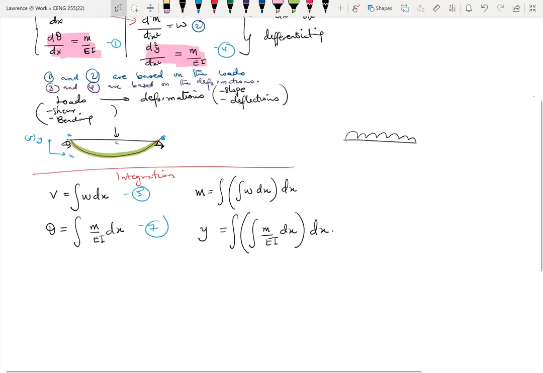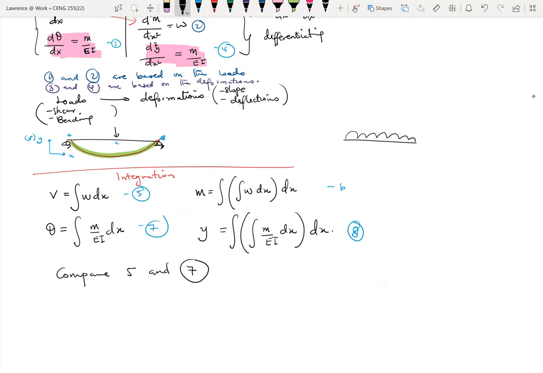Okay. So now if you take a look at it, you can compare. So this is equation 6, this is 8. So we can compare 5 and 7. So let's compare 5 and 7. Okay. So we can see that with 5 and 7, we can assume that v is equal to theta, and then w is equal to M over EI. All right. So it means that v can give us theta or vice versa, and then w can give us M over EI.